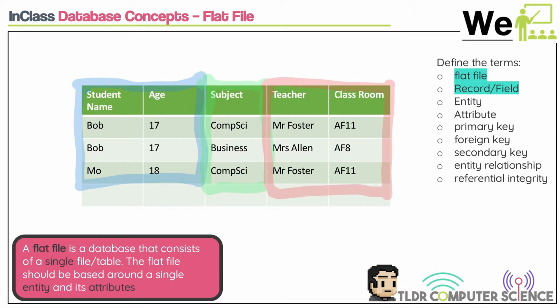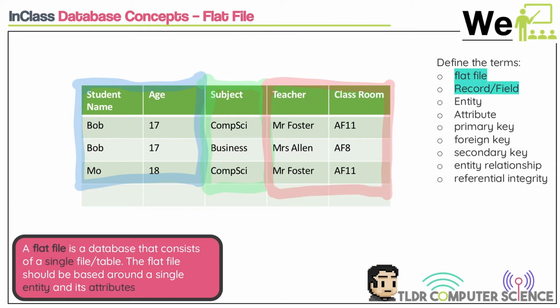Is this a good implementation of a flat file? It is not a good implementation of a flat file, and it's leading to many of the issues you have when you combine multiple entities inside a table. Let's see what they are. One of them is data duplication. Do we see any places where data is duplicated? As you can see here, Bob is going to be recorded every single time. It's going to be reduplicated every time a new course is being added.